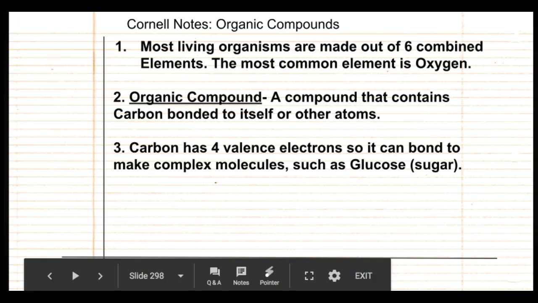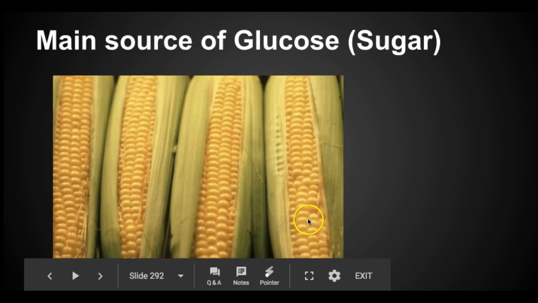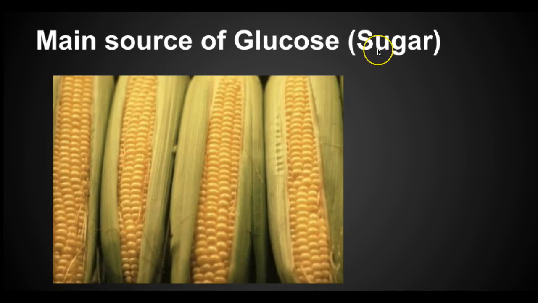Carbon has 4 valence electrons, as I already said, so it can bond to make complex molecules such as glucose, sugar, and the amino acids that I mentioned. Let's look at a picture of glucose. So our main source of glucose is from the sugar that we eat. Food like corn is very rich in sugar, which is another way of saying glucose.